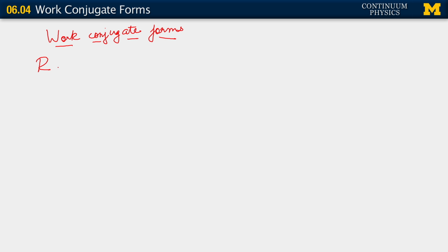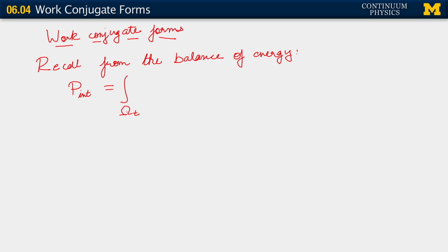Okay, and let's recall from our study of the balance of energy. So we introduced this term that I believe we referred to as the internal stress power, right? I don't recall that we actually introduced this particular notation for it, but we'll do so now. Okay, and what we showed was that this is the integral over the current configuration of the Cauchy stress contracted with the rate of deformation tensor. Okay, and this is what we call the internal stress power.